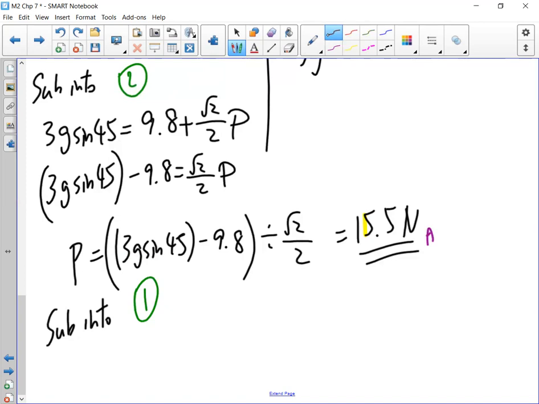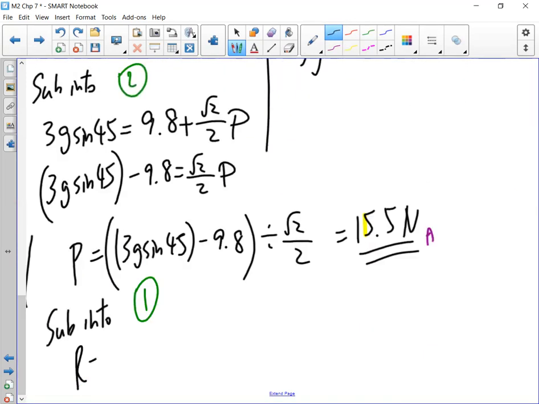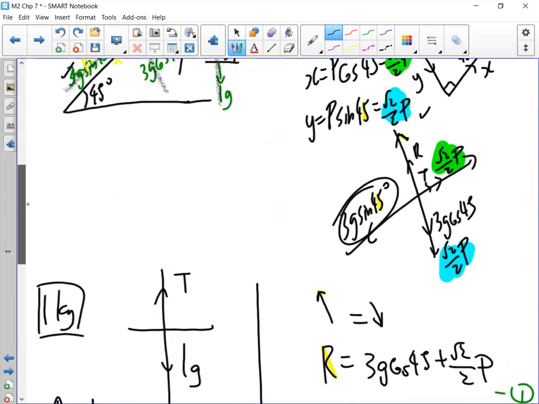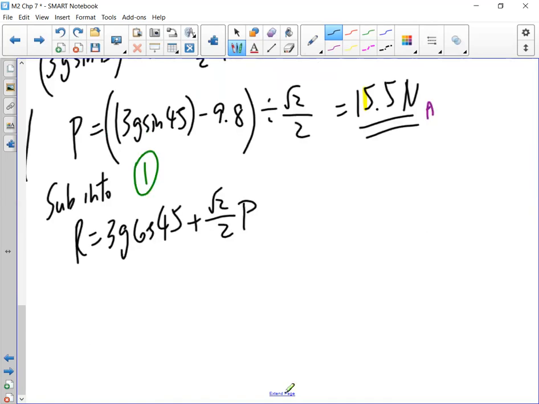So what's equation 1 again? Equation 1 is R equals 3G cos 45 plus root 2 over 2P. So 3 times 9.8 cos 45 plus root 2 over 2 times the value of P, which is my A answer. I got R equals, rounded to 3 SF, 31.77, so 31.8 Newton to 3 SF.